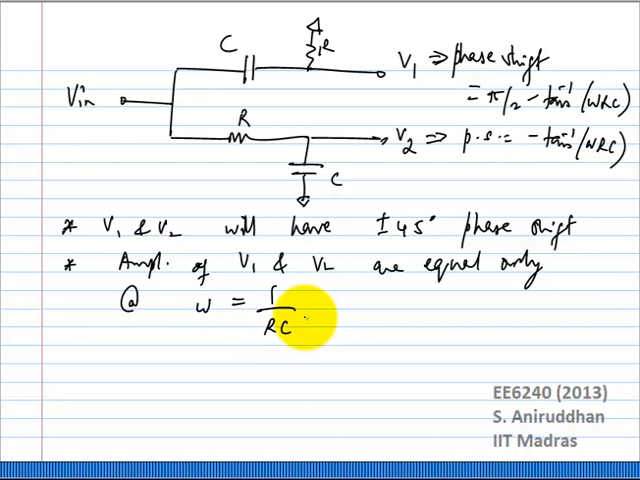The phase shift on the other hand will be 90 degrees for all frequencies. Obviously, as you can see, one of them is pi by 2 minus tan inverse omega RC, the other is minus tan inverse omega RC. Okay, so how do we use this to actually generate our image rejection?